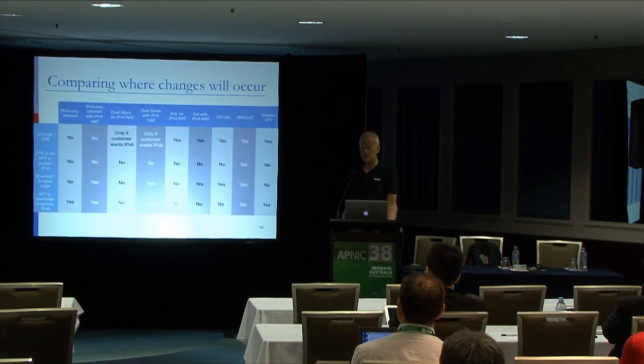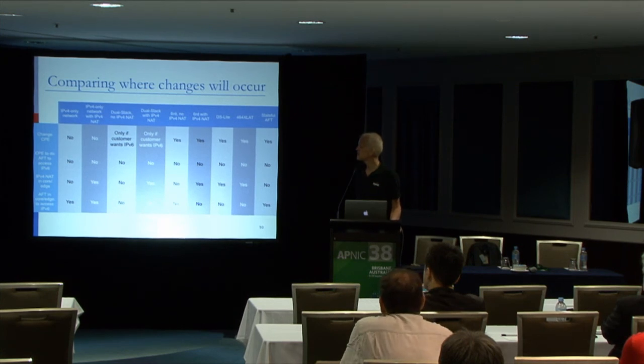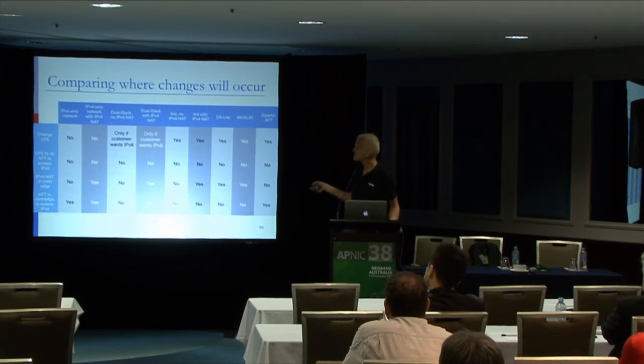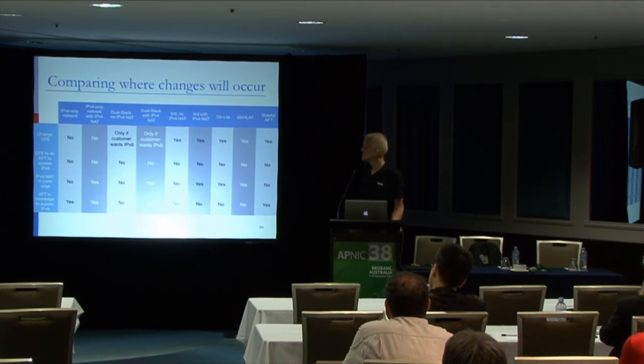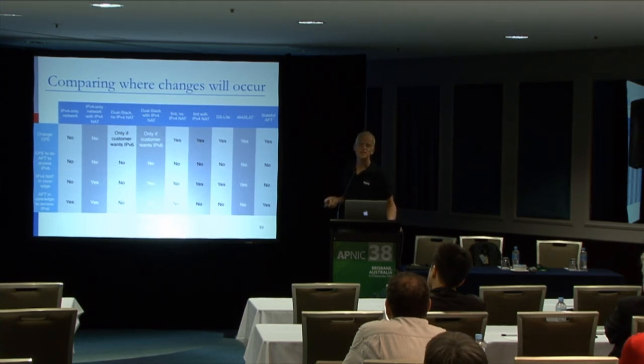Comparing where the changes occur, v4-only network, nothing really has to happen. You may have to introduce address family translation if you want to access v6, though. So we start going dual stack, no NAT. Nothing needs to change unless the customer wants v6. If you dual stack with NAT, you're going to introduce NAT in your network. 6RD, not much has to change apart from changing the CPE, and you need the 6RD border router.